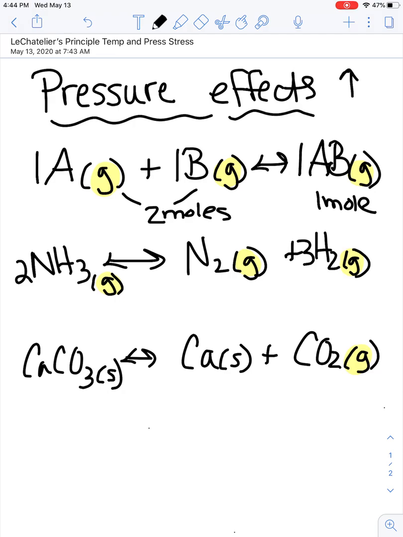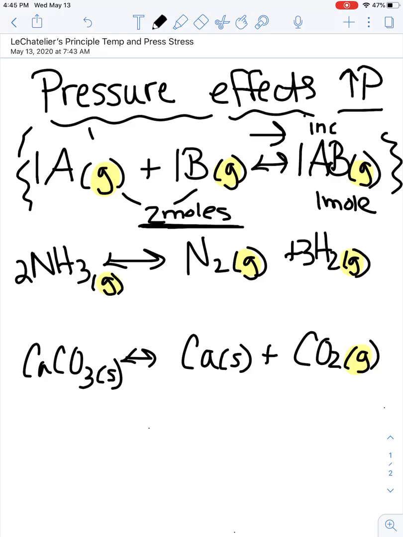If I increase pressure, so it's not a stress we put in the equation, it is going to shift to the side with the least number of molecules. So if I put pressure on this system, the whole system, the side with the most number of moles is going to be stressed, so it's going to shift away from that side, so it's going to shift forward. And then whatever the arrow points to will increase, and then these guys both will decrease. So let's just do one more example.